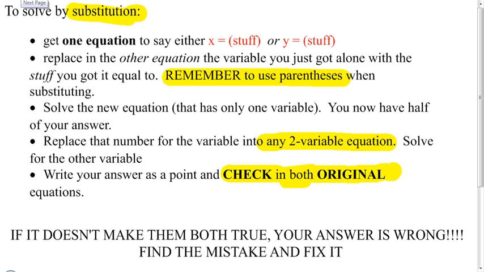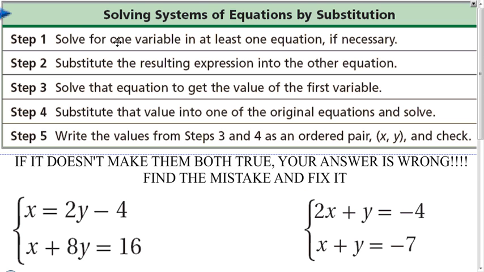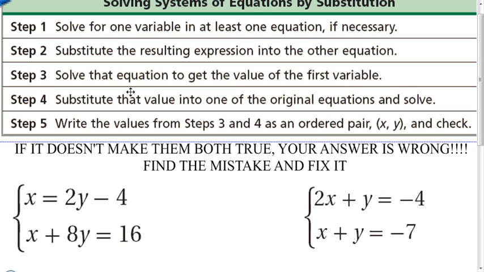So we're going to go through and do these steps. And you'll notice I've got the steps kind of summarized right here. So the first thing I need to do is have one of my equations solved for either x or y. In this setup, it says x equals. So I know that this expression is the same as x.